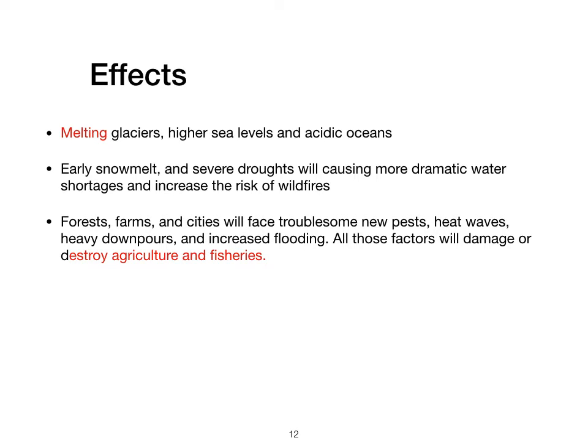And all those factors will damage or destroy agriculture and fisheries. Obviously, there's a lot of investment being done in these regions, and countries are spending a lot of money in agriculture and fisheries. But sometimes the heat waves, excessive floods, or downpours come, and suddenly, if it's the season for crop or wheat and we witness a lot of rain, it can damage the crop. It can cause a lot of damage to the farmers.